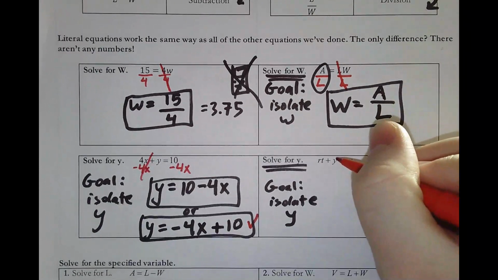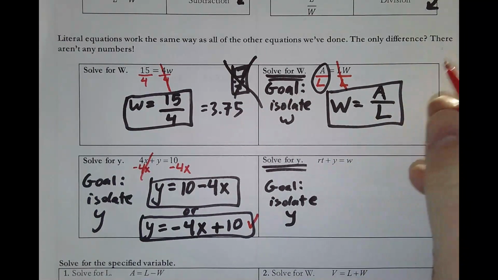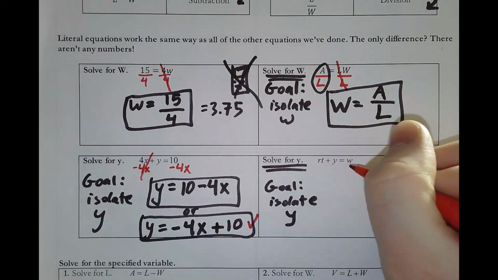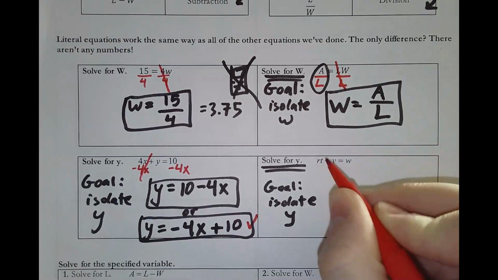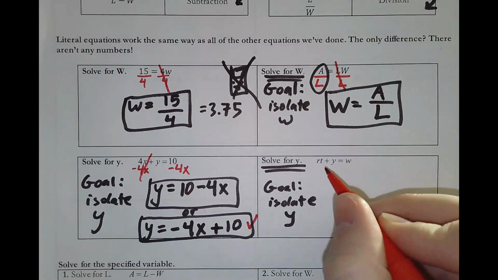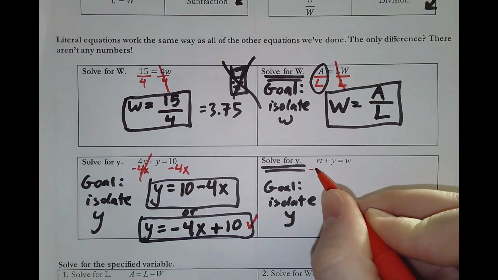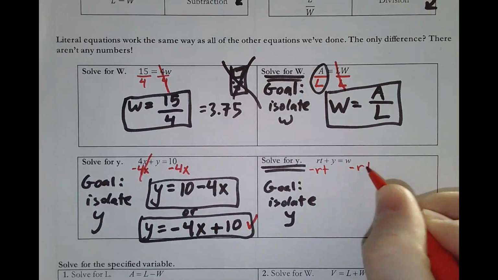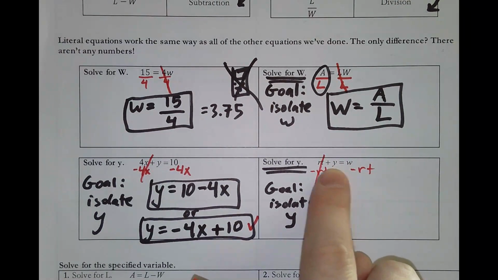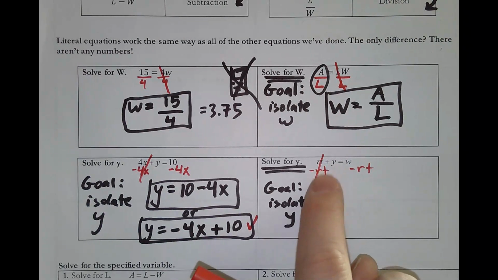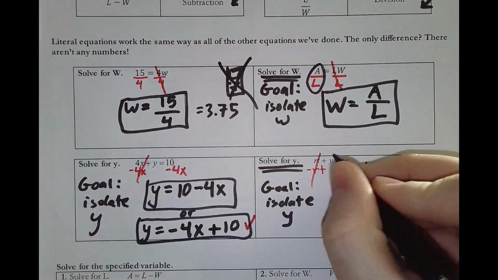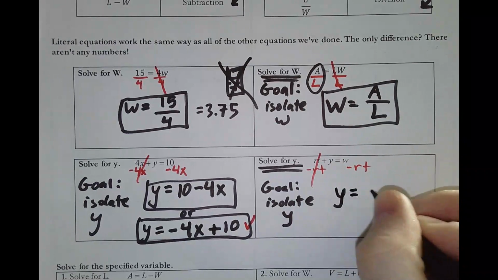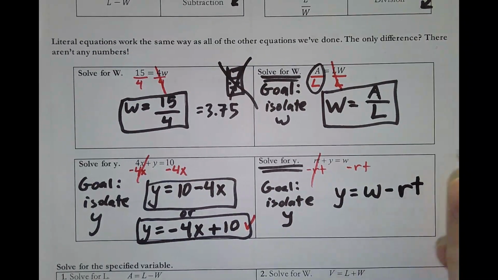Now how do you get rid of everything around y on this side of the equation? It says RT plus y equals W. You tell me, how do you get y by itself in this case? How do I get rid of the RT? Correct answer? Subtract RT. Why? What's RT doing to y? It's adding to y. So how do you get rid of the RT? You would actually just subtract it. So final answer, our goal is to get y by itself. We have it. So y equals W minus RT.